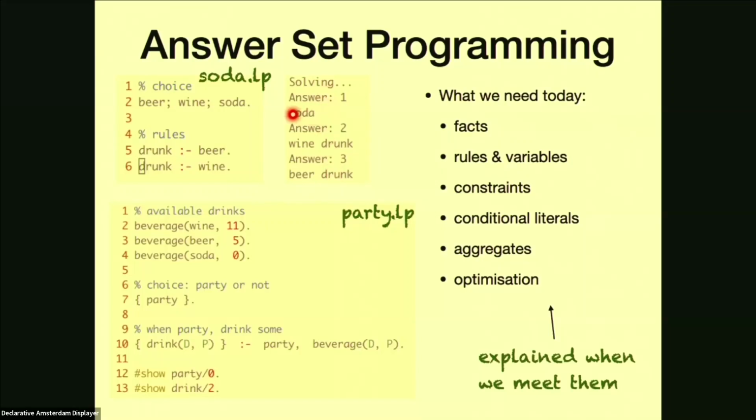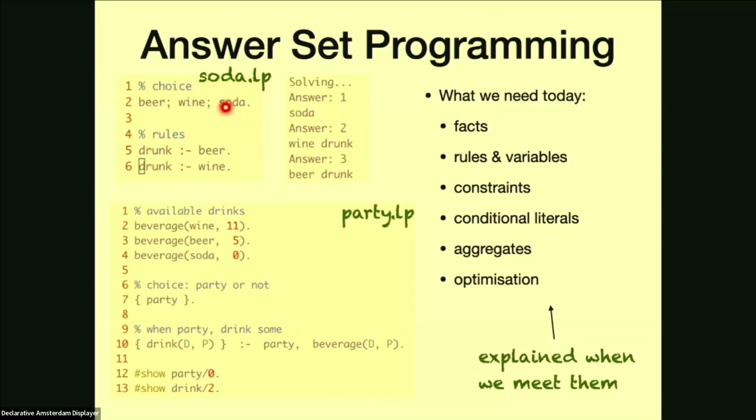One answer says, well, you could drink a soda. The second is you could drink wine, but then you will be drunk. And the third answer is you could drink beer, but you also get drunk. That's it. How do you do that?